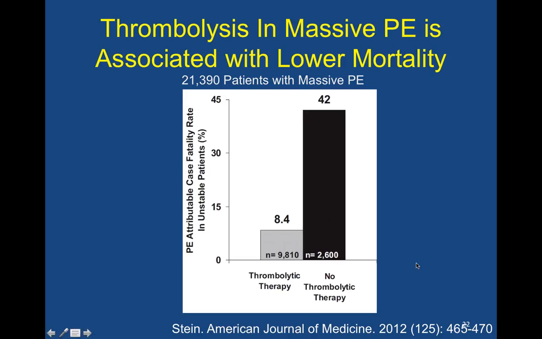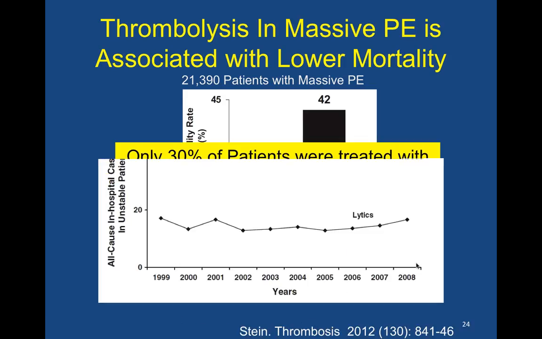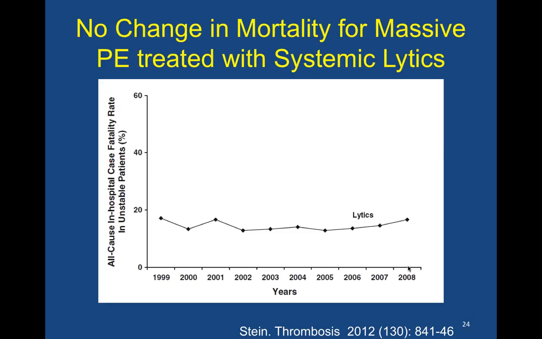But out of this registry published by Stein, if you look at how many patients in real life are treated with systemic thrombolysis, only 30%. So there's 70% of patients with massive PE with a mortality rate of at least 50% that are just treated with anticoagulation for various reasons. There is a lot of contraindications for them. Maybe the physicians are not comfortable treating them with systemic lytics.